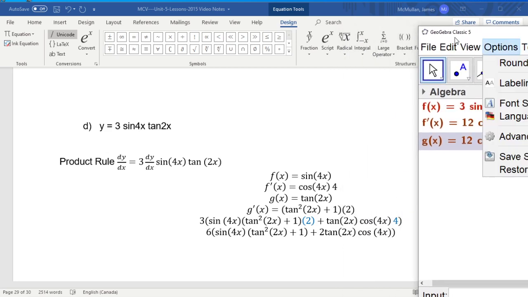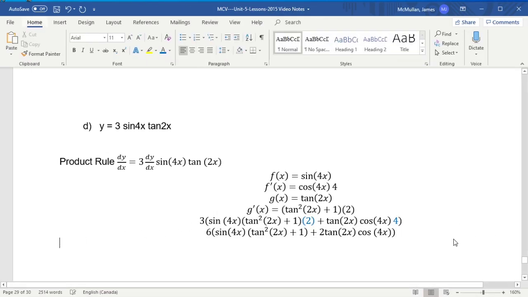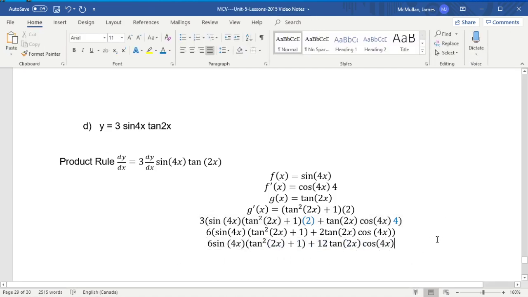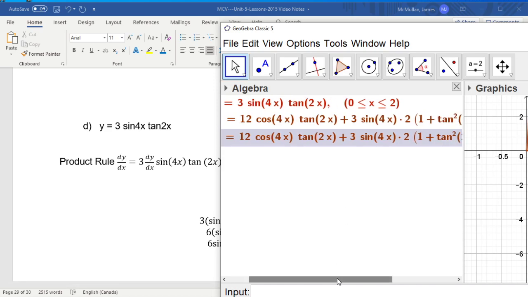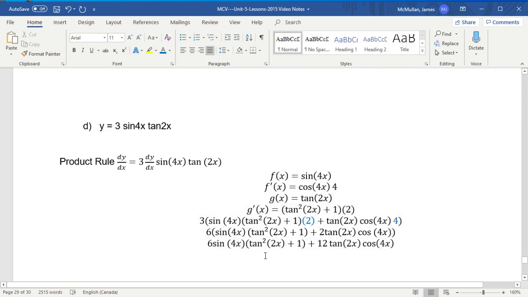Oh, you know what they did? They just multiplied in the 6. So they did 6 sine 4x tan squared 2x plus 1 plus 12 tan 2x cos 4x. So they just got rid of the common factor. They expanded instead of factored, which actually makes just as much sense here because we weren't really able to factor anything useful except an integer coefficient. So I don't think that makes a big difference. Either answer would be fine here.